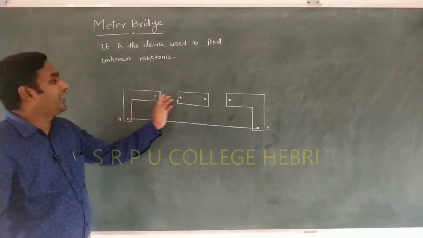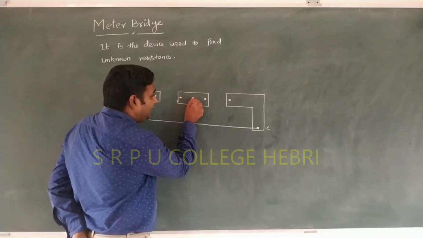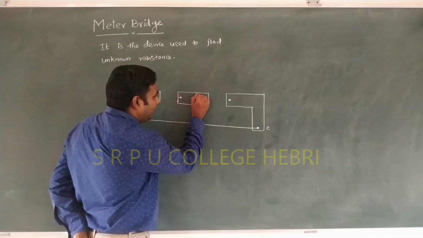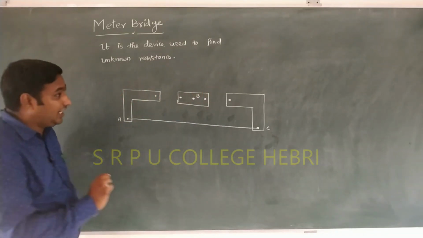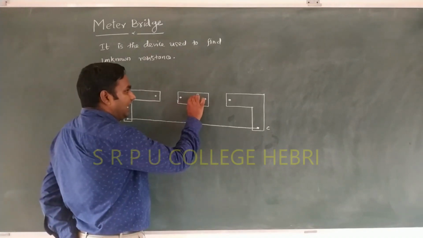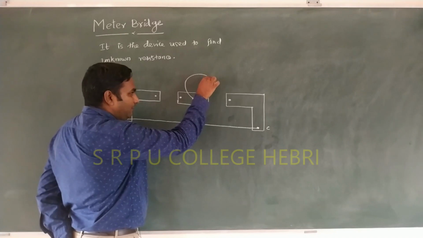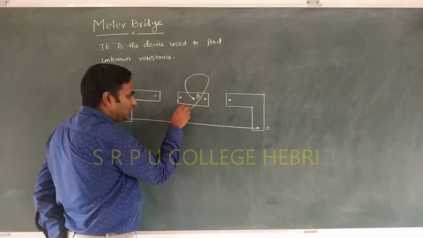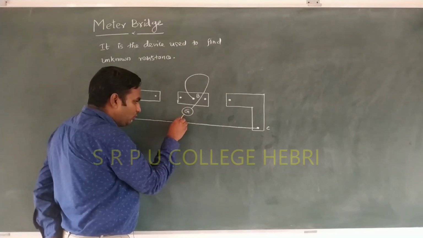It contains two gaps. And again here, the middle point I denote as B. B is the middle point. And this point B, with the help of a wire, is connected to a galvanometer, and again it is connected to one more instrument.